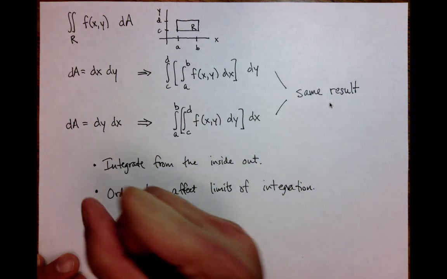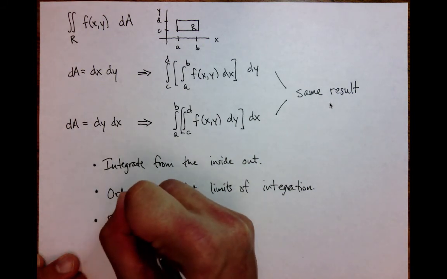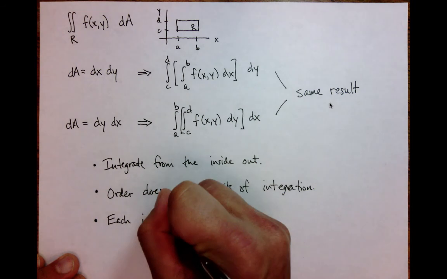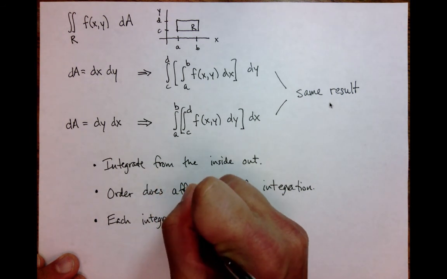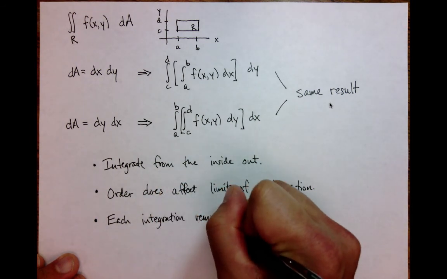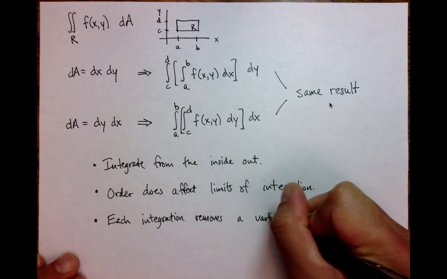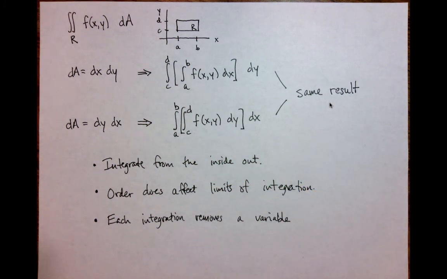And then finally, the third thing to keep in mind is that each time you integrate a variable, you remove it. And so at the end, what you get is just a pure number.